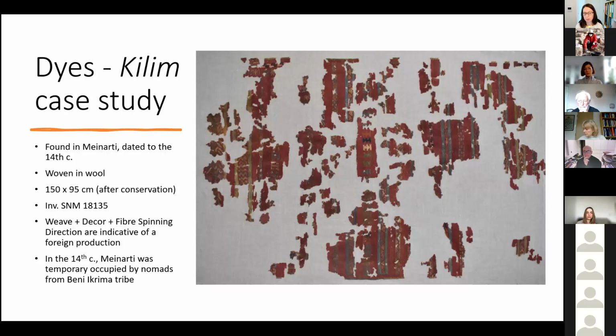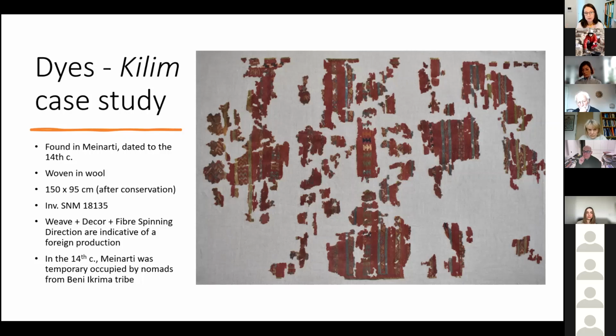I'm giving you these measurements because I am aware that this image on the slide does not give you the real size. It does not appear so big on this picture. During the conservation process, we were able to better understand how the decor was organized on it. And if we add this kilim technique and also the fiber spinning direction, which is not the traditional Nubian one, we were pretty sure it was a textile made by foreign people.